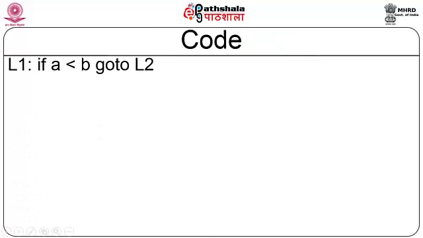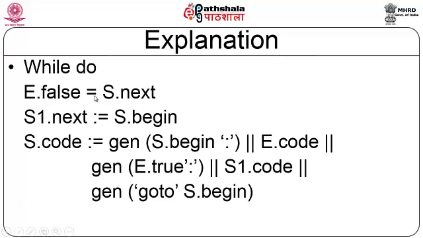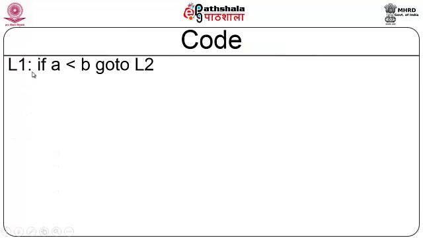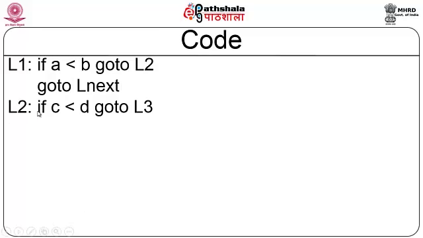So first I am generating a new label as given by the while. I will generate a new label corresponding to S dot begin, that is L1. If A is less than B, go to L2 and then go to L next. Now this L next will be used if the while itself is false, I am going to L next, which is outside the loop, and L2 will be the body of the while, which is nothing but the if then else construct. If C is less than D, go to L3, go to L4, this is the falsehood.